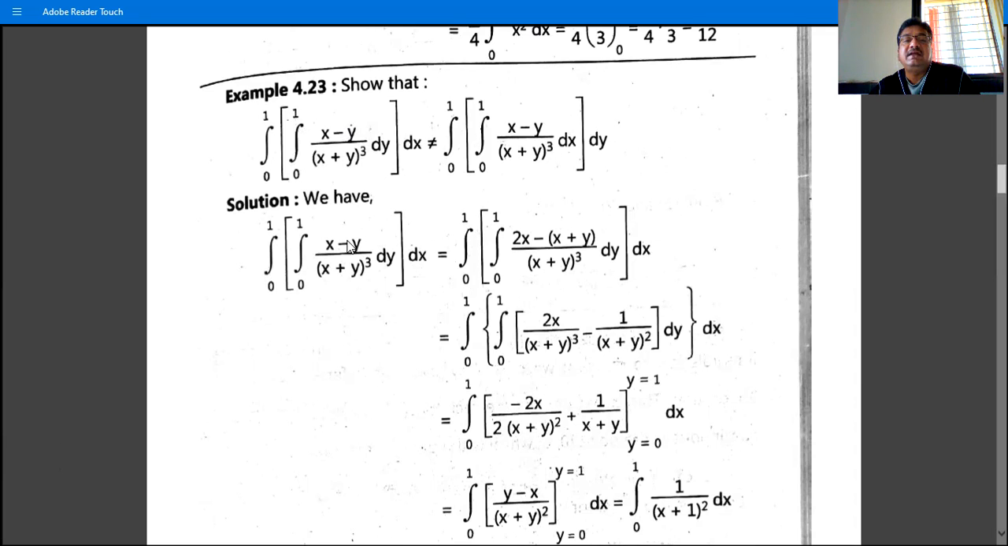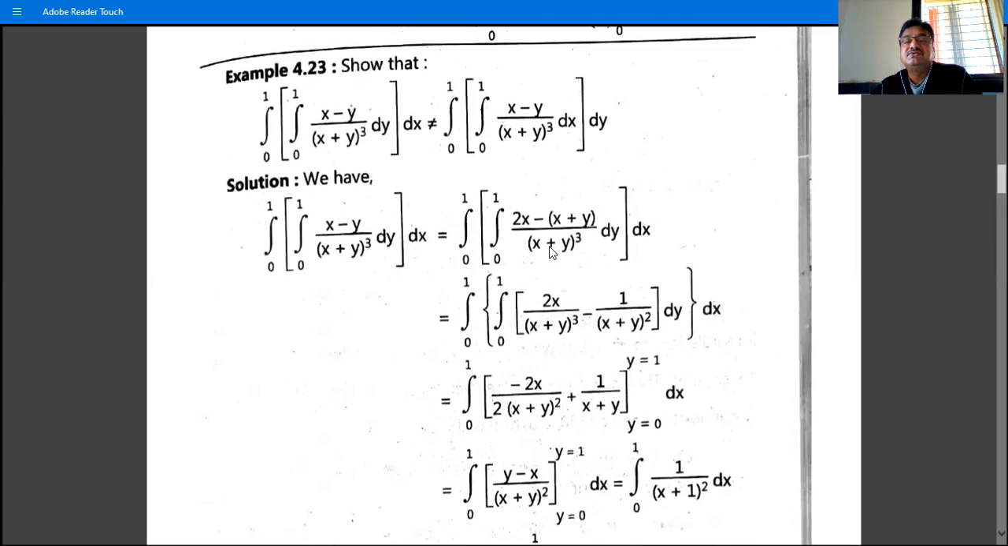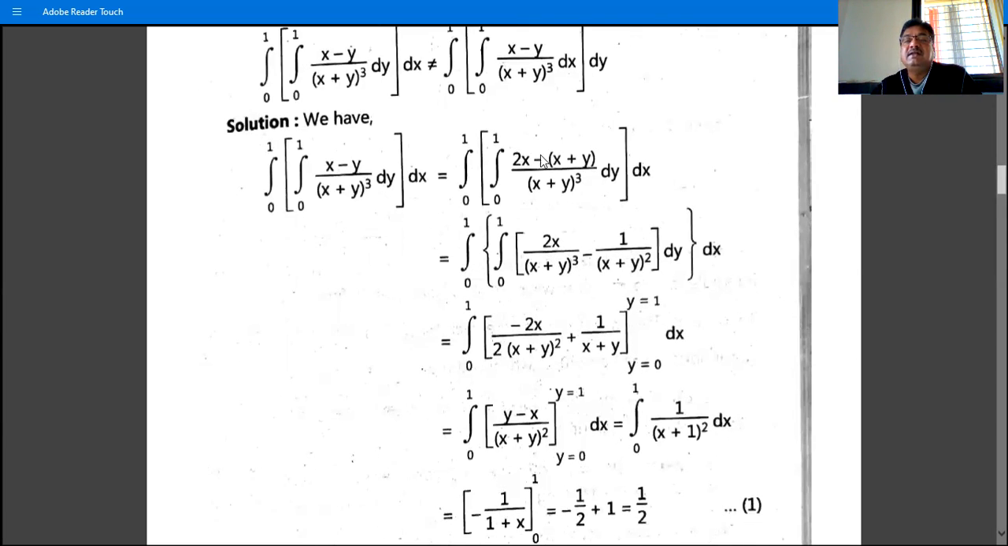So consider the LHS. The numerator x minus y we arrange in this way: 2x minus (x plus y). If you simplify this, 2x minus x is x, and minus y, so we have the same expression. So we have 2x divided by (x plus y) cubed, and (x plus y) divided by (x plus y) cubed is 1 by (x plus y) squared.